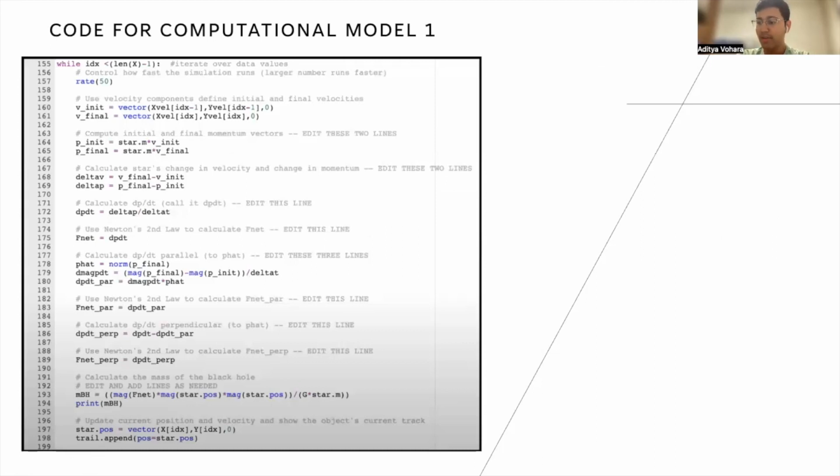I first calculated the velocity using the first while loop, whereas in the second while loop, the momentum was found. Then we found the change in momentum, dp by dt, and then we found the parallel component of the momentum. Once we had the parallel component, we could find the perpendicular component by subtracting the parallel component of dp by dt from dp by dt. We calculated the mass using the gravitational equation as shown below.